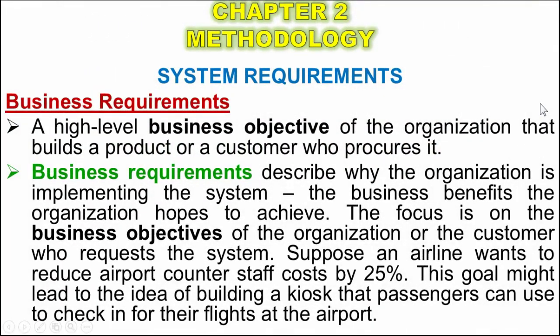The next section is system requirements. The subsection under this system requirements is business requirements, a high-level business objective of the organization that builds a product or a customer who procures it. Business requirements describe why the organization is implementing the system, the business benefits the organization hopes to achieve. The focus is on the business objectives of the organization or the customer who requests the system.